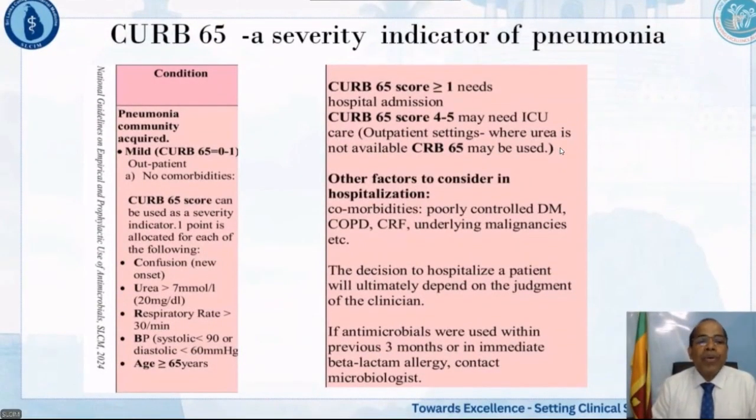What is CURB 65? The CURB 65 score can be used as a severity indicator. 1 point is allocated for each of the following: confusion of new onset, urea more than 7 millimoles per liter, respiratory rate more than 30, blood pressure systolic less than 90 or diastolic less than 60, and age more than 65. CURB 65 equal to or more than 1 needs hospital admission. CURB 65 of 4 to 5 may need ICU care. In an outpatient setting where urea is not available, you can use CRB 65.